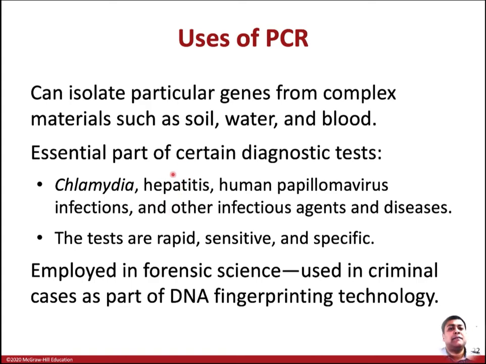If you do not find that 1500 base pair DNA, that means that primer did not find any sample or the DNA in the mixture that has been drawn from the blood, and that's why it is negative. So this is how you can run diagnostic tests. Rapid, sensitive, specific, also employed in forensic science, used in criminal cases as a part of DNA fingerprinting technology.